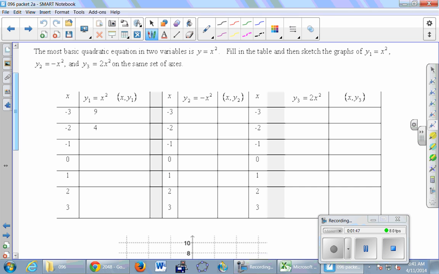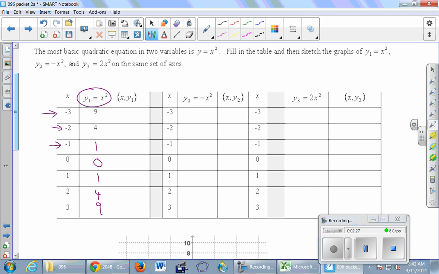Okay, so let's see if we can quickly fill in a bunch of this table, and then you guys are going to plot a lot of points. So the first equation is right up here. Y1, I'm calling it Y1 just to separate it from the other two equations, is equal to x squared. So for example, if you plug -3 in for x, -3 squared is 9, right? Because you're squaring the negative. And then -2 squared is 4, and then -1 squared is 1. 0 squared, 0. 1 squared is 1, 2 squared is 4, and then 3 squared is 9.